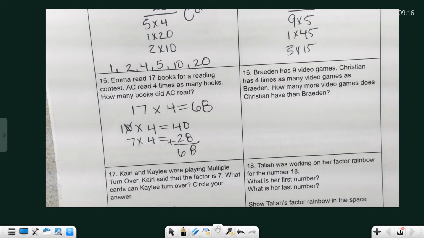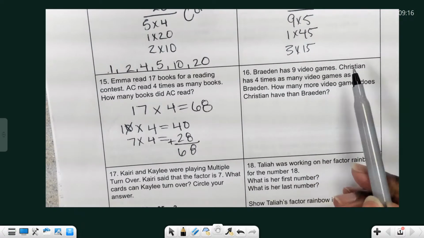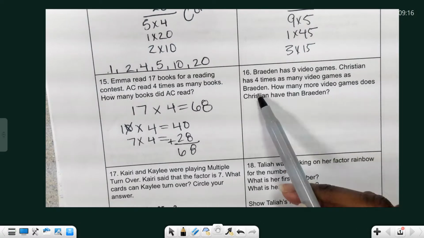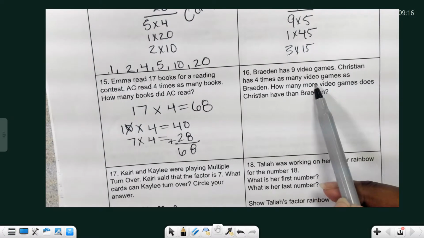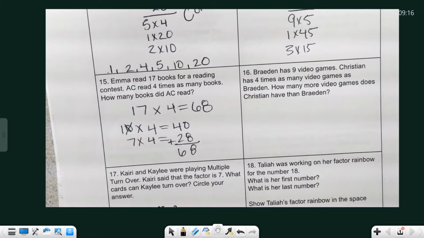Let's look at number 16. Any questions about 15? 16. Braden has 9 video games. Christian has 4 times as many video games as Braden. How many more video games does Christian have than Braden? So what's the first step, Kaylee? What's the first step? Kyleria.